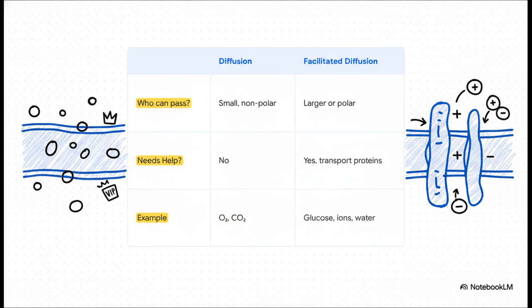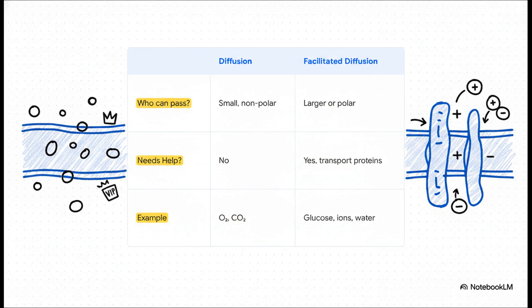Now, this free travel comes in two main flavors. On one hand, you've got simple diffusion. This is for the real VIPs. I'm talking small, nonpolar molecules like oxygen and carbon dioxide. They can just slip right through the membrane's fatty layer. No questions asked, no help needed.